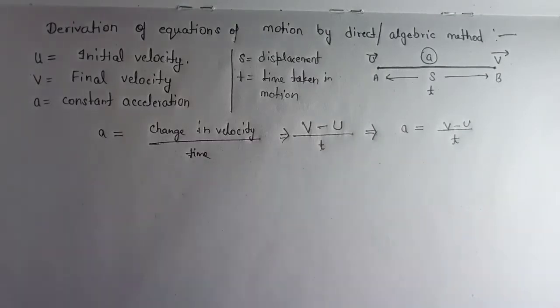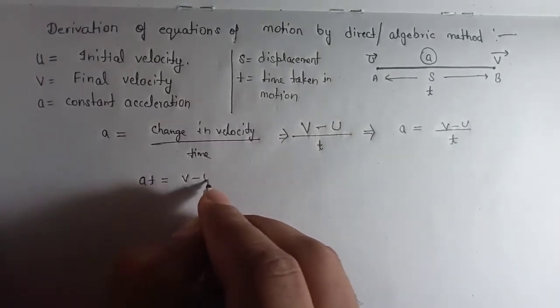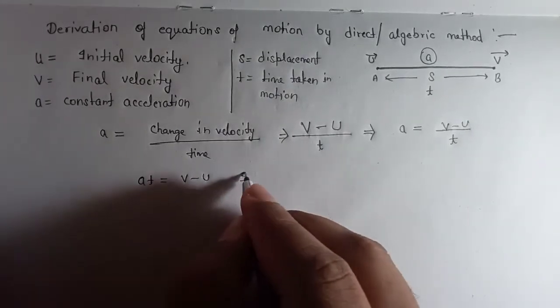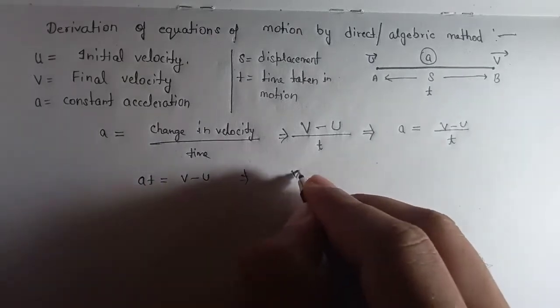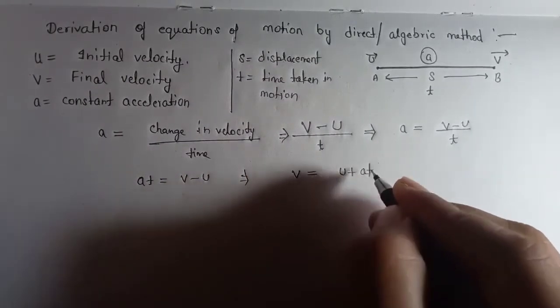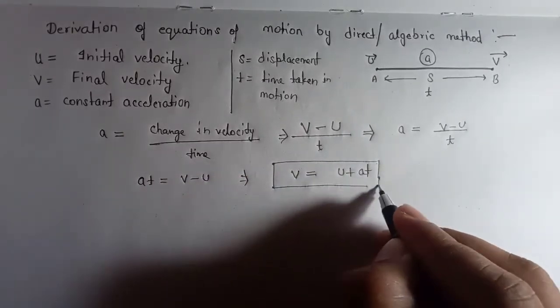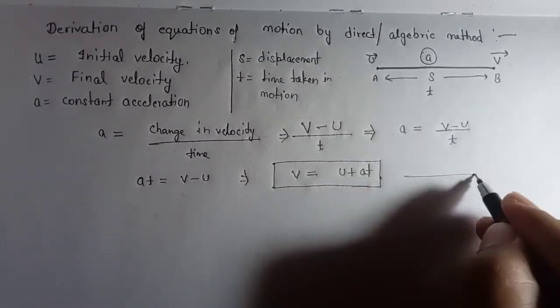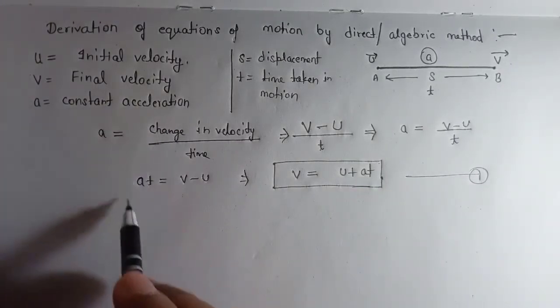If we do the cross multiplication, we get at is equal to v minus u. Now if you transpose this minus u to the left hand side, you will get v is equal to u plus at. And what is this? This is the first equation of motion. So right here, derivation of the first equation of motion.